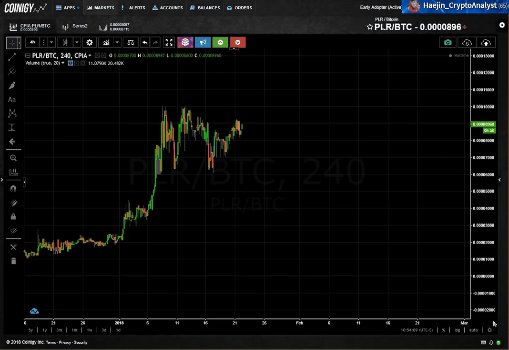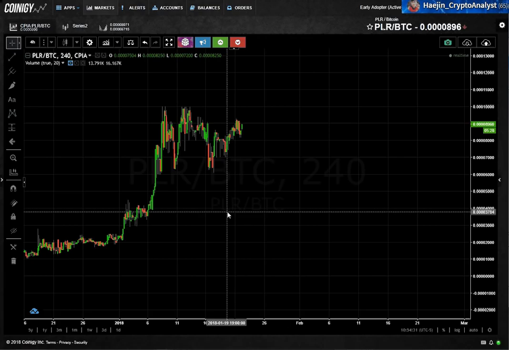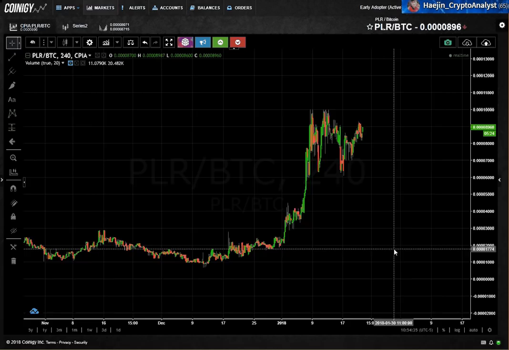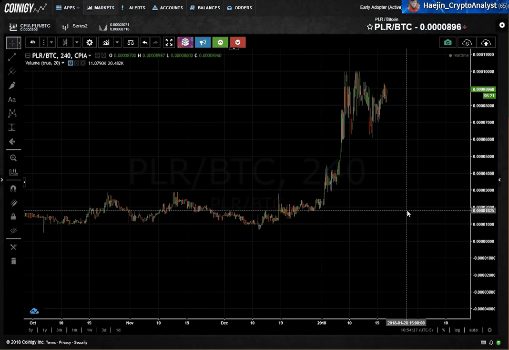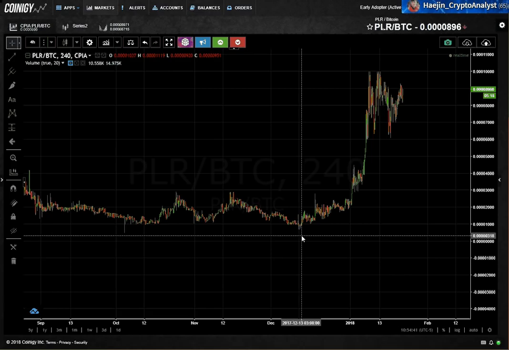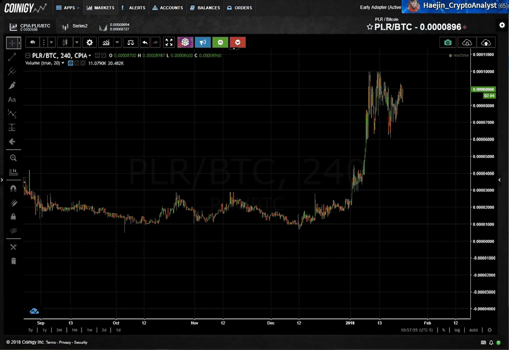Okay, here is PLR to the BTC as an update. So Pillar is giving a very interesting chart pattern and count. From here you can see that it impulsed upwards. So here one can count easily the impulse wave.